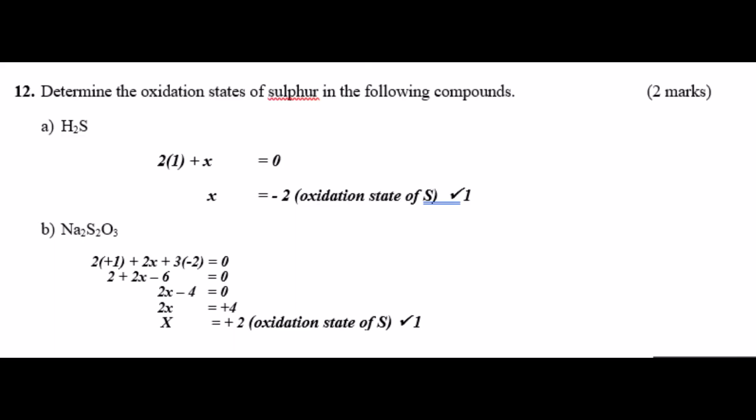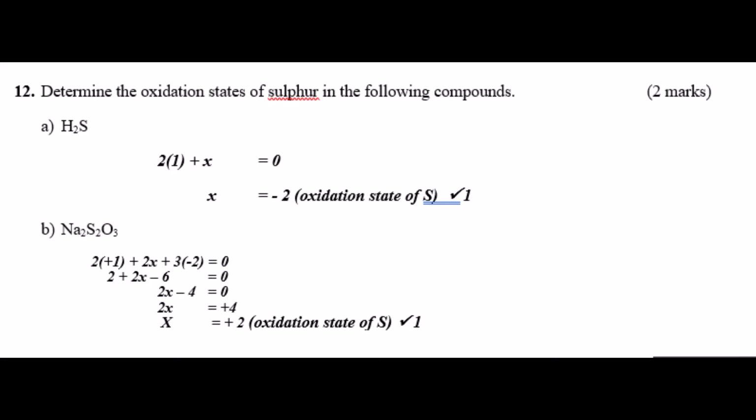Question number 12, you are calculating the oxidation state of sulfur in the compounds given. With that, you assume that what you're working out, the oxidation state, is X. Then you add with hydrogen, the oxidation number is +1. As you work it out, +1 multiplied by 2, because there are 2 in the formula, add X, you get 0, the overall charge. Then finally, the oxidation state of sulfur is -2.